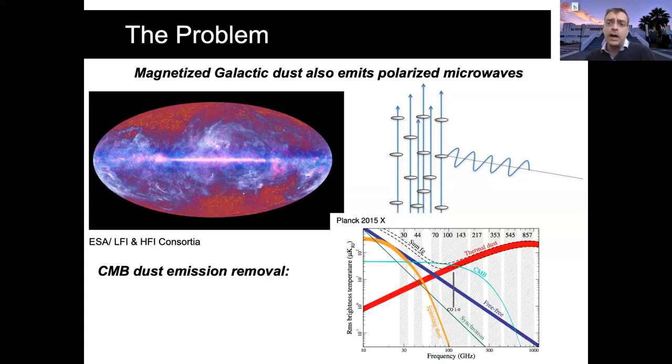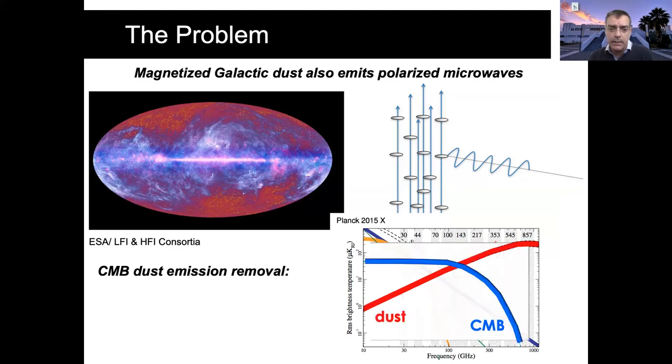The way the dust foreground is subtracted from microwave maps so far is the following. I'm showing here the various contributions to the microwave sky. It's a busy plot, but let's focus on the 2 ingredients I care about, the CMB and the dust, right? Thermal dust emission. The galactic dust, although it's very cold, around 19 Kelvin, the mean temperature according to Planck, is still warmer than the CMB, which is at 3 Kelvin, so it dominates the emission at higher frequencies.